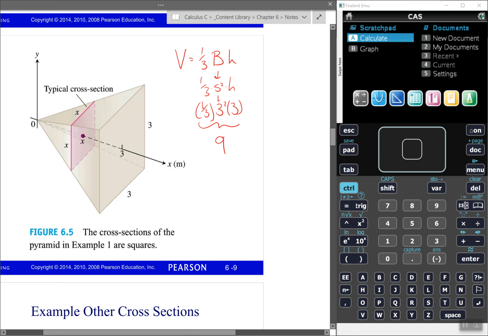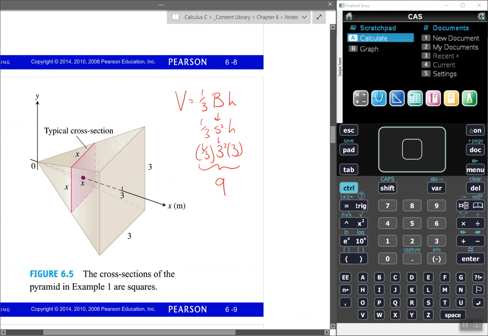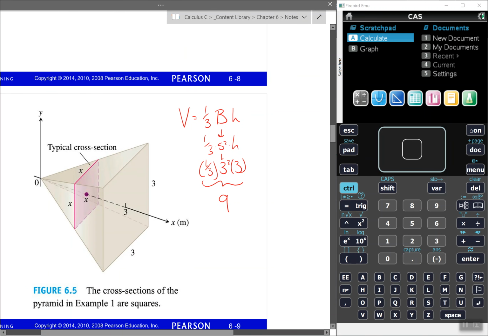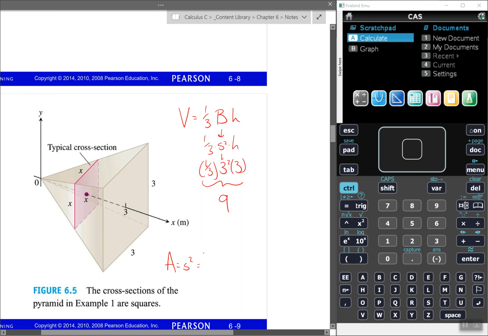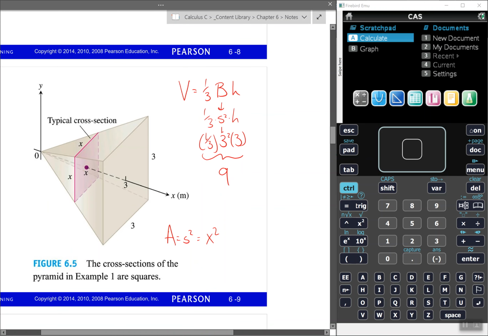For the problems that we're going to see down here a little bit, they will tell you what shape they want you to use. Either way, you need to know that area formula for whatever shape they're asking about. So the area of a square is sides squared. We're not going to use the s variable here. We're going to use the variable that they've given us, which is x. So the area of this typical cross section, this square cross section, will be x squared. That's what we're going to integrate.